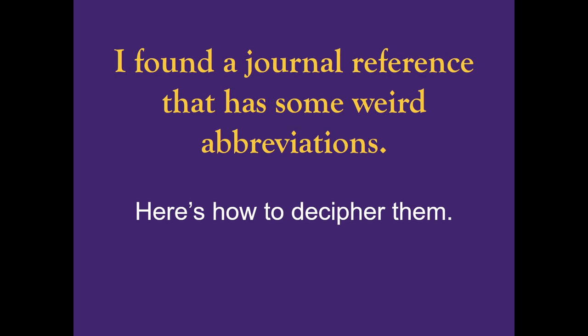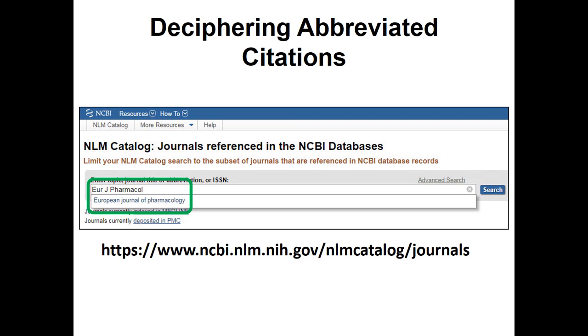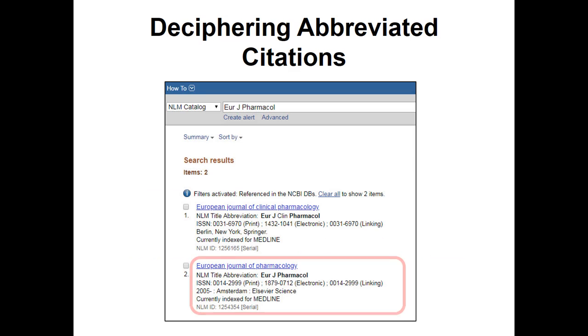Scientific and medical journals often use strangely abbreviated titles. Here's how to decipher them. In this citation from a medical journal, the title is abbreviated as Eur J Pharmacol. To find out what this stands for, search the National Library of Medicine's list of journals at the URL shown in the video. Type in the abbreviated journal title, and it's automatically converted to the full title of the journal, European Journal of Pharmacology. Click the Search button to see more information about the journal.